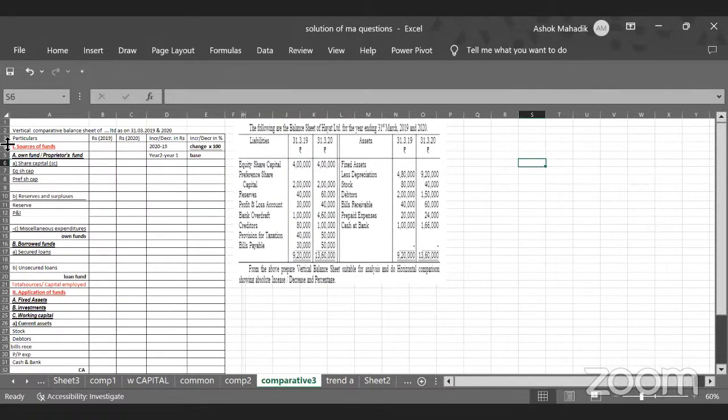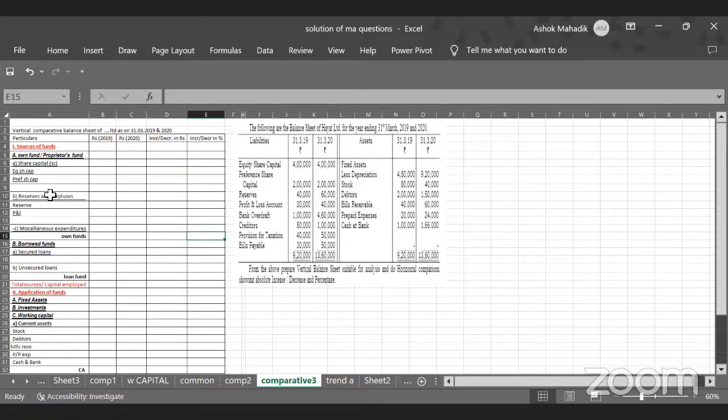First, for the format: vertical comparative balance sheet of, write the company's name if given and the years for which you are comparing. Then the columns are particulars, 2019 and 2020. This is already given to you in the question. Then the third amount column will be increase or decrease in rupees. And then we have increase or decrease in percentage. So these columns you have to draw: particulars and amount columns.